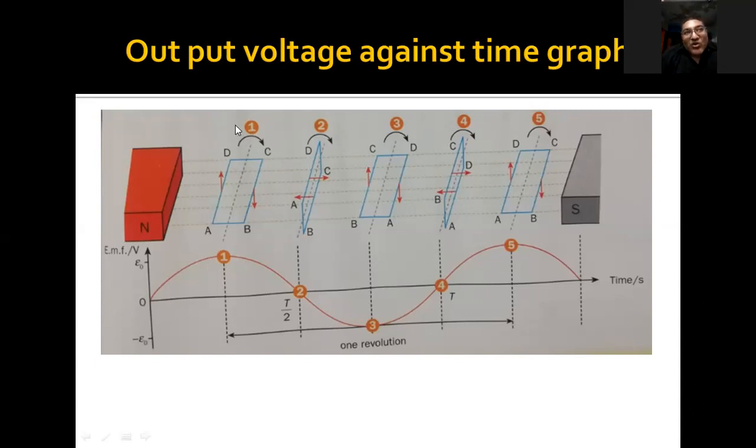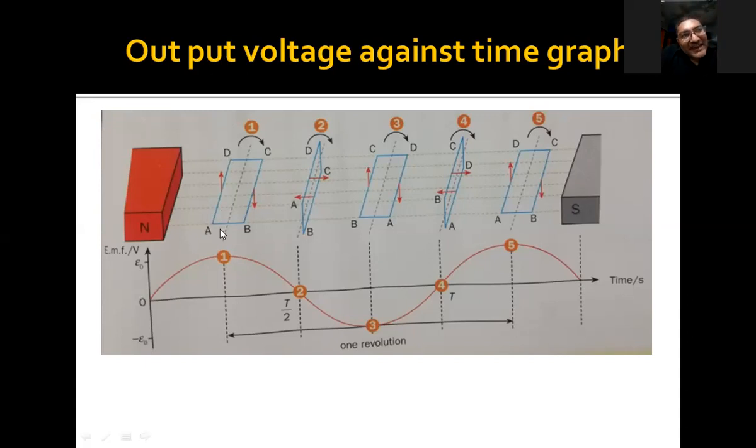So if this coil is rotating clockwise, the AD is going upward and the BC side is going downward. When the coil is in the horizontal position, because the coil is rotating clockwise, the AD side, for example, if this is the coil and this is the AD, when it's rotating, the AD side will be going up. And if this is the BC side, rotating clockwise, the BC side will be going down.